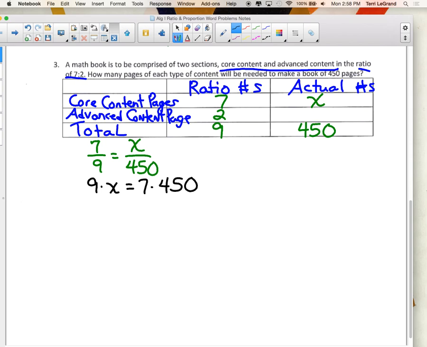If we use cross products, would that be the setup? 7 and the 450 getting multiplied on one side, it doesn't matter which side. And the 9 and the X getting multiplied on the other side, it does not matter which side. Okay?